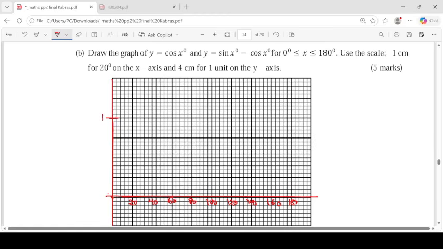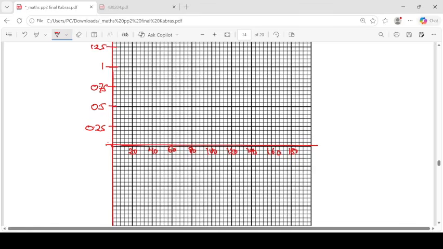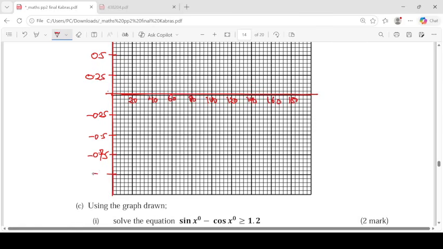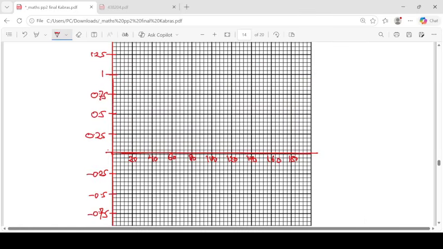On the y-axis, if 4 centimeters is 1 unit, so that is 1, 2, 3, 4, this is 1. But if this is 1, common sense will tell us this is 0.25, 0.5, 0.75. Maybe this is now 1.25 as we proceed. Also on the negative side, you have this is negative 0.25, negative 0.5, negative 0.75, negative 1, negative 1.25. So let's do the plotting.